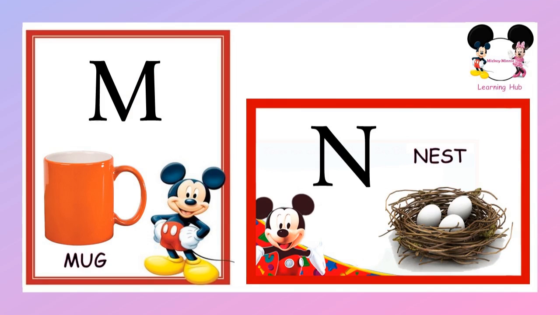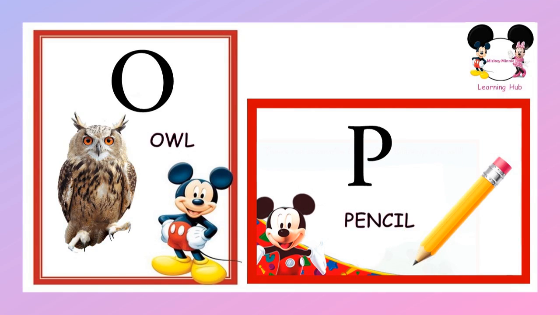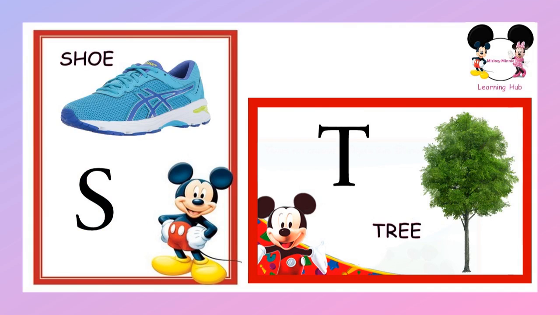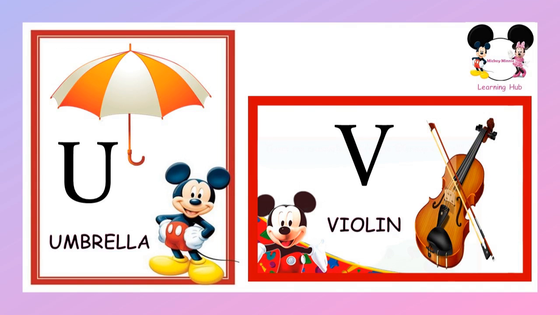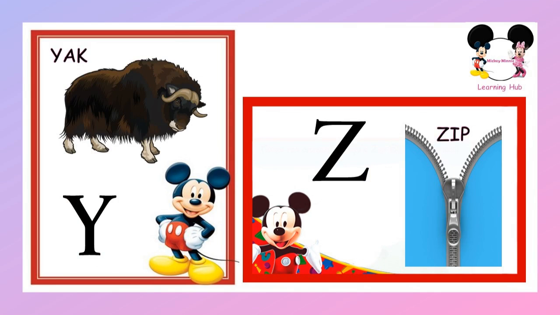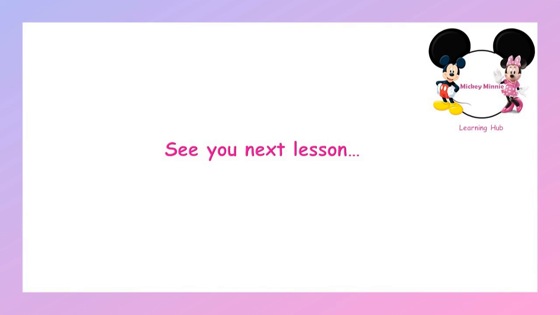M for mug, N for nest, O for owl, P for pencil, Q for queen, R for rat, S for shoe, T for tree, U for umbrella, V for violin, W for watch, X for X-ray, Y for yak, Z for zip.